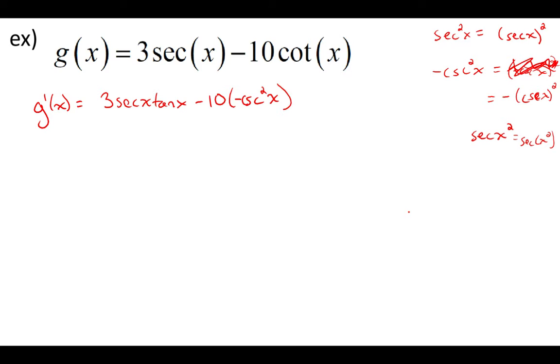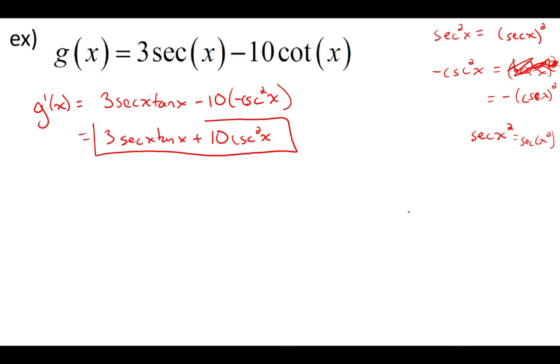All right, so then when we write this, it's just 3 secant x tan x. Two negatives become a plus, so it's plus 10 cosecant squared x. And that will be our answer. So those two negatives become a positive.